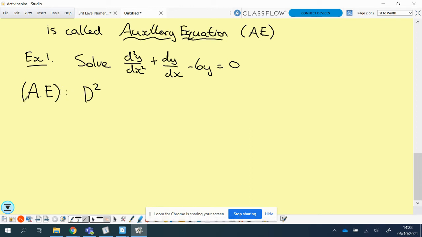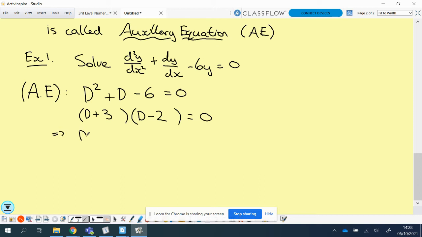Put that in brackets there, auxiliary equation, plus d for dy by dx minus 6 equals 0. Okay, I'm going to solve that there. Now, we could use a quadratic formula, but you can quickly see that this factorises as a trinomial. So that would be d plus 3 and d minus 2. Okay, that would work in there. Therefore, that would yield me the roots d would equal negative 3 and d would equal 2.